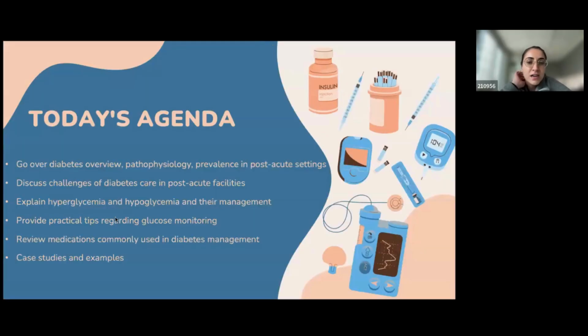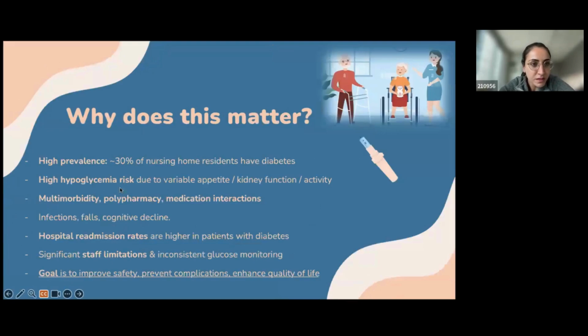So on today's agenda, I'll be going over a little bit of diabetes overview, pathophysiology, and prevalence in the post-acute setting. I'll be discussing challenges of diabetes care in post-acute facilities, explaining hypo and hyperglycemia as well as their management, provide practical tips regarding glucose monitoring, and review medications commonly used in diabetes management. And then if we have time in the end, I know we're at the 35-minute mark right now, if we do have time, I'll go over some case examples as well.